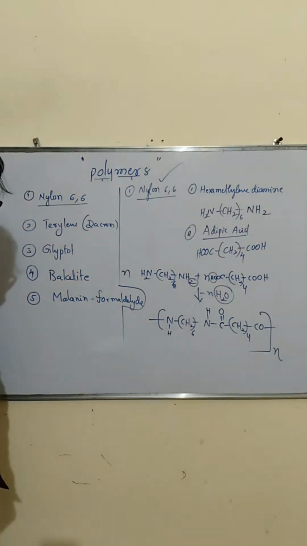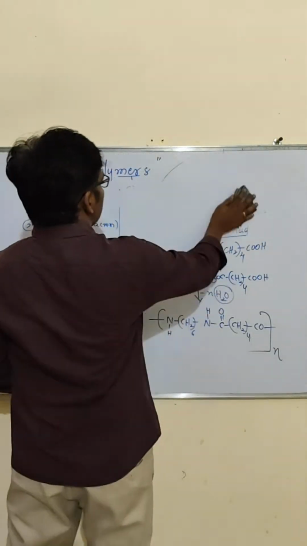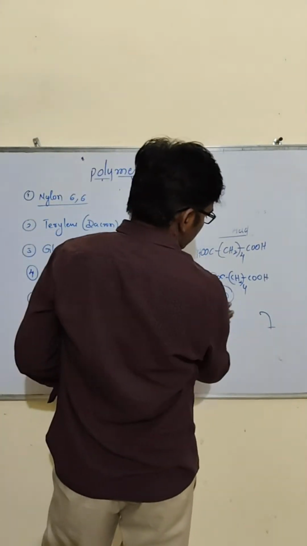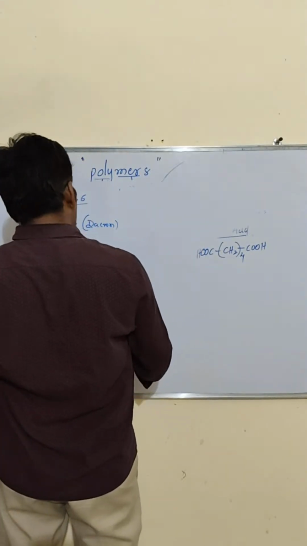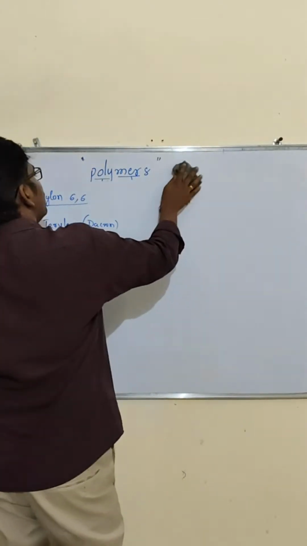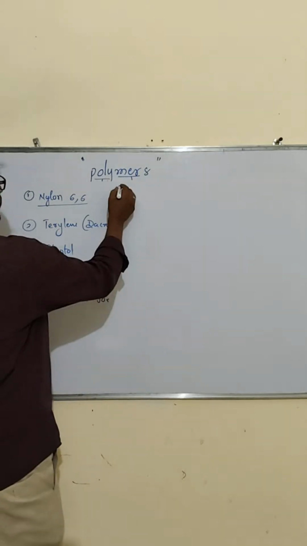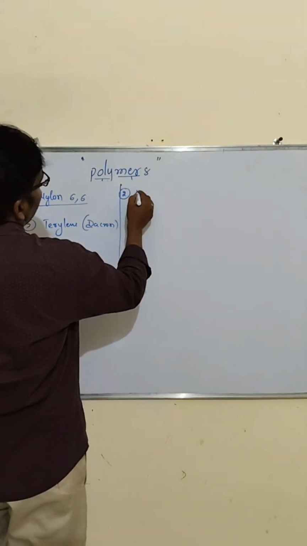So next, terylene or dacron. Look, the question will be asked: what are the monomers of nylon 6,6? The nylon 6,6 monomers are hexamethylene diamine and adipic acid. Both are examples for nylon 6,6. Next one is terylene.